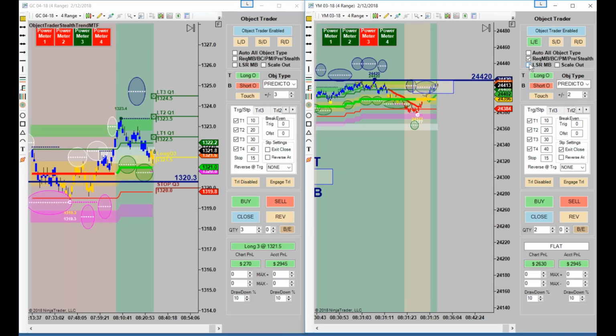Okay, with just the required trend only, it's simply going to look for the green predictors only, or the white predictors in the case of a short. But it should only do one trade and then shut off. That's the way it's designed anyway.